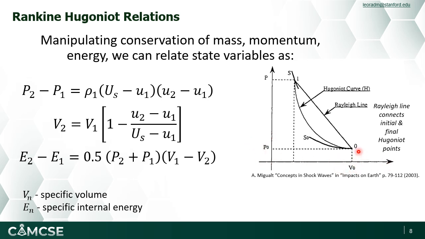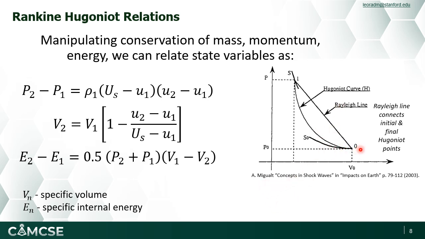We can describe the relationship between any point on the Hugoniot and the initial conditions using what's called the Rayleigh line. So the Rayleigh line has a slope that is equivalent to the shock impedance we'll see in a few slides that tells us things about the shock response that we're studying.